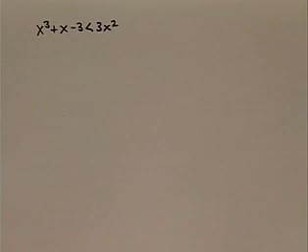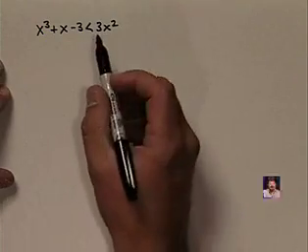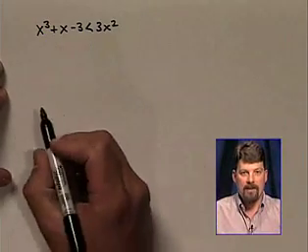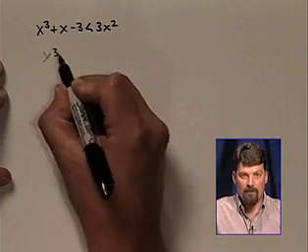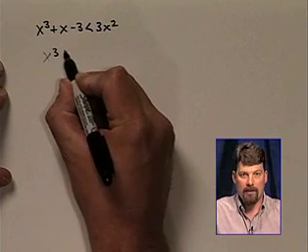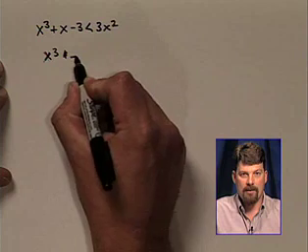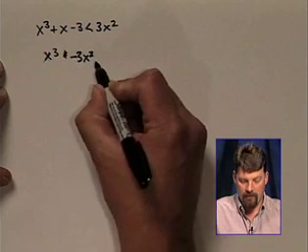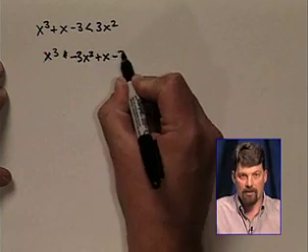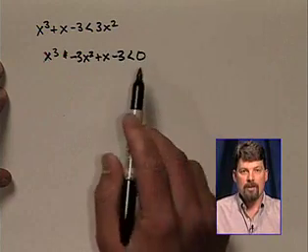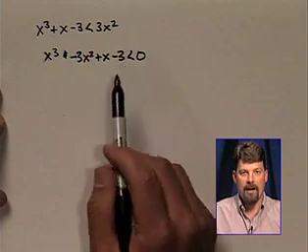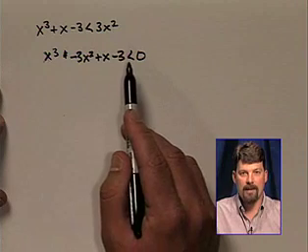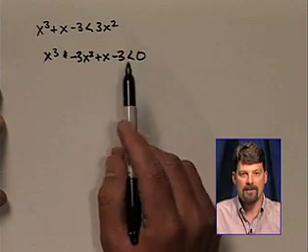Here we have x cubed plus x minus 3 less than 3x squared. So what we're going to do is move the 3x squared to the left-hand side by subtracting 3x squared from both sides. And that'll give us x cubed minus 3x squared plus x minus 3 less than 0. So now that I have 0 on one side, I'll solve this by graphing the left-hand side and looking for where the graph is below the x-axis. And I'm interested in where it's below because this is a less than.